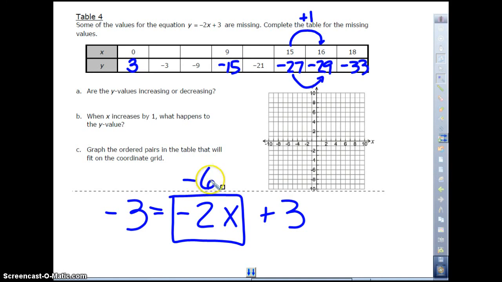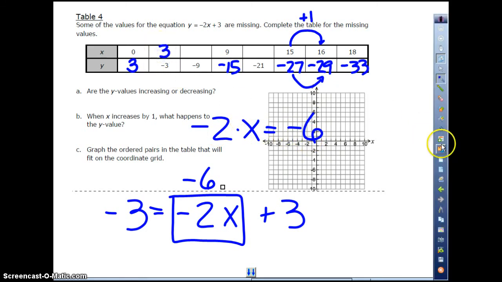Isn't negative 6 plus 3 negative 3? Yeah. So that means that negative 2 multiplied by some number gives me negative 6. What number multiplied by negative 2 gives me negative 6? Yeah, that's a 3. Plug in 3 right there.